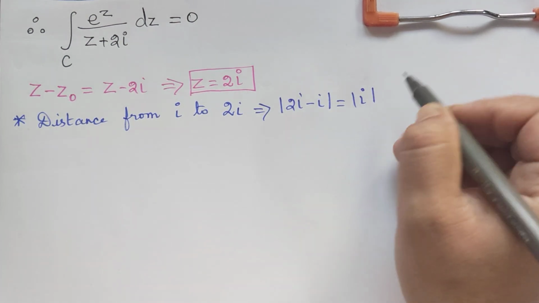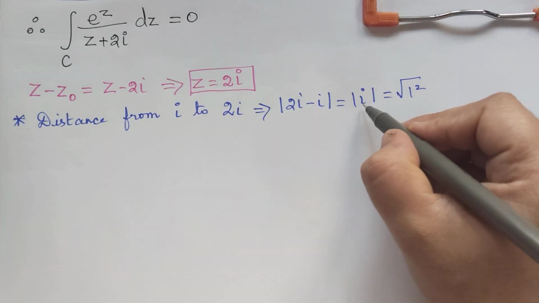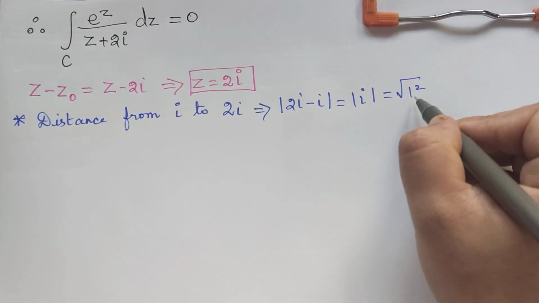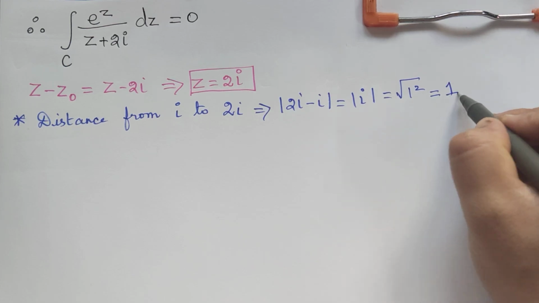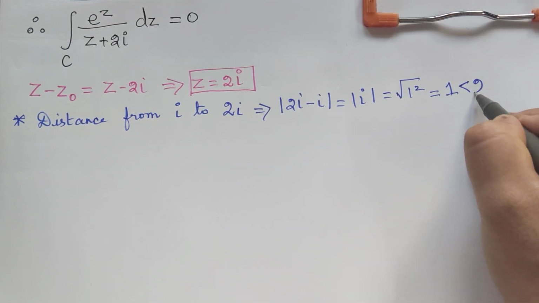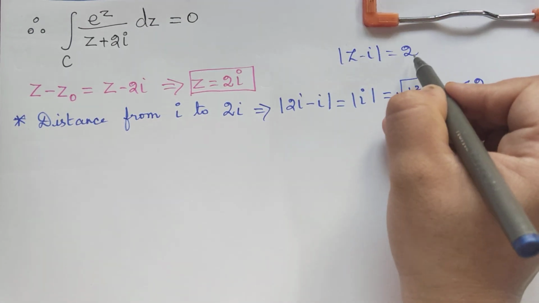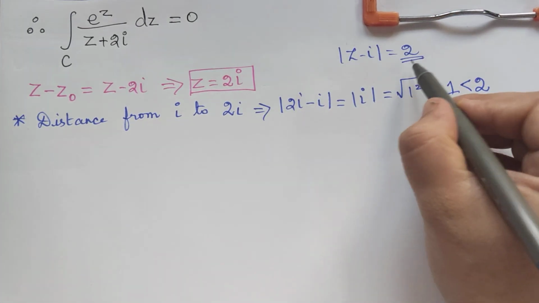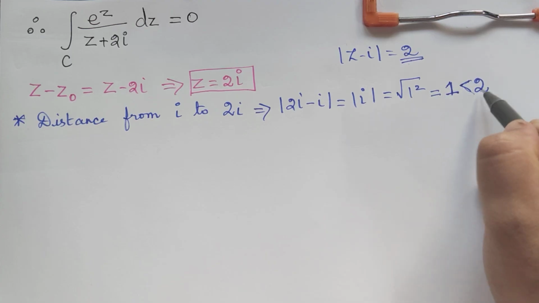So the modulus of i. We know that the modulus of i is the square root of 1 squared, because the real part is 0 and the imaginary part is 1. So that is equal to the square root of 1, which is 1. And we see that 1 is lesser than 2. And we have the circle |z minus i| equal to 2, so the radius is 2. Therefore, we obtain the distance to be 1, which is lesser than 2.